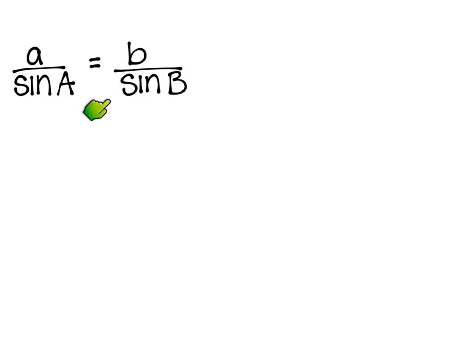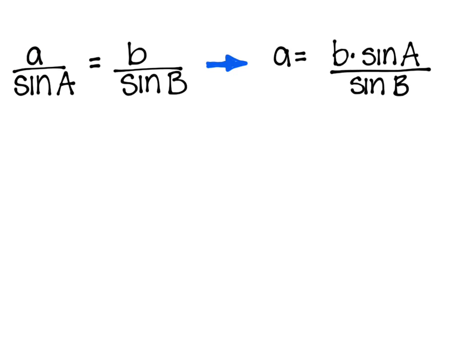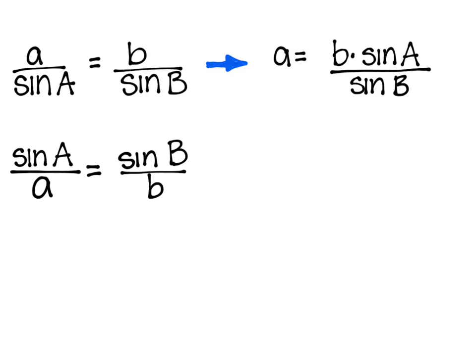If I wanted to use this equation to solve for side A, then I would just multiply both sides by sine of angle A. And now I've got an equation. So this is just manipulating the law of sines.